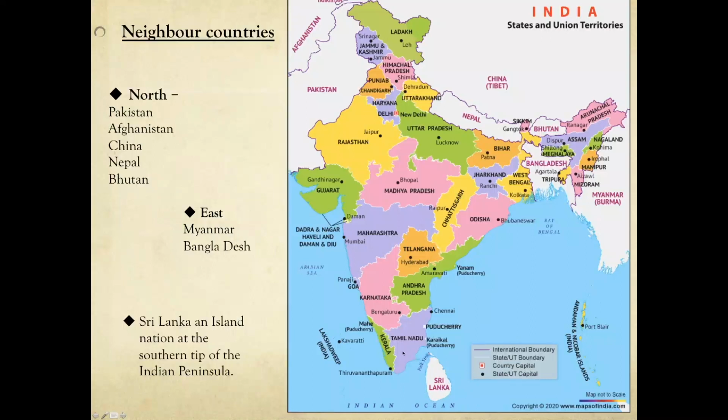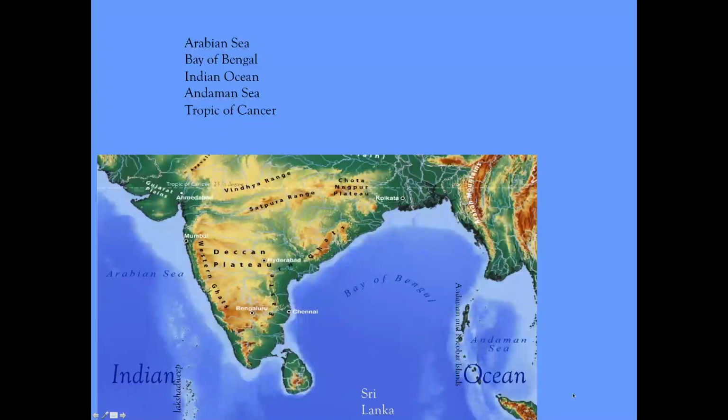Peninsula, I hope you know what it is. A peninsula is a land body that is surrounded by water on its 3 sides. Then some water bodies that surround India, or the peninsular part of India, we are to study.